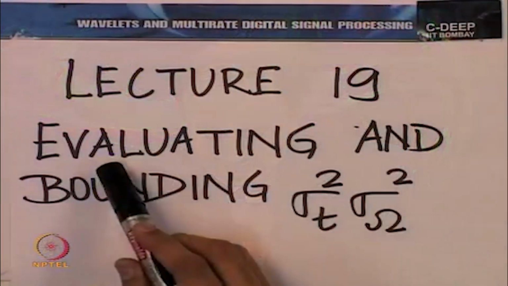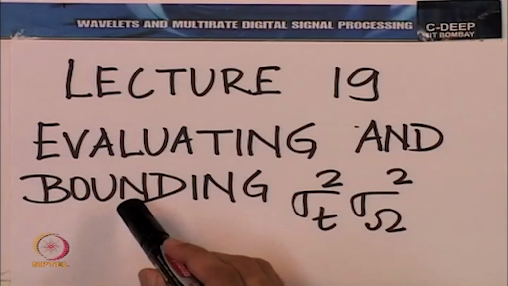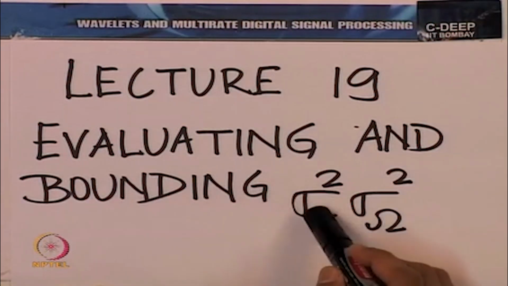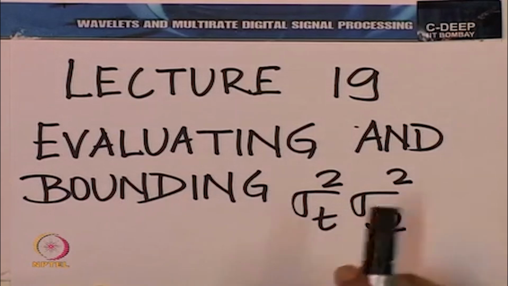In this lecture, we shall go further on the uncertainty product or the time bandwidth product, as we called it in the previous lecture, to proceed to evaluate and to bound it, to put certain fundamental limits on it, and then to see how close we can get to those limits. Therefore, I have titled the lecture today as Evaluating and Bounding sigma t squared, sigma omega squared.